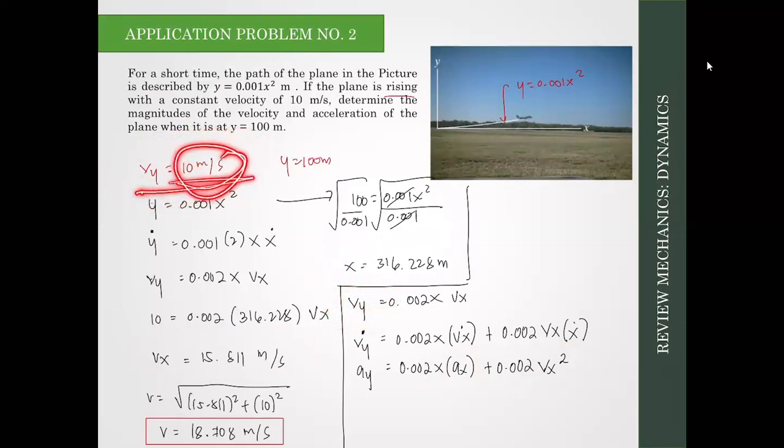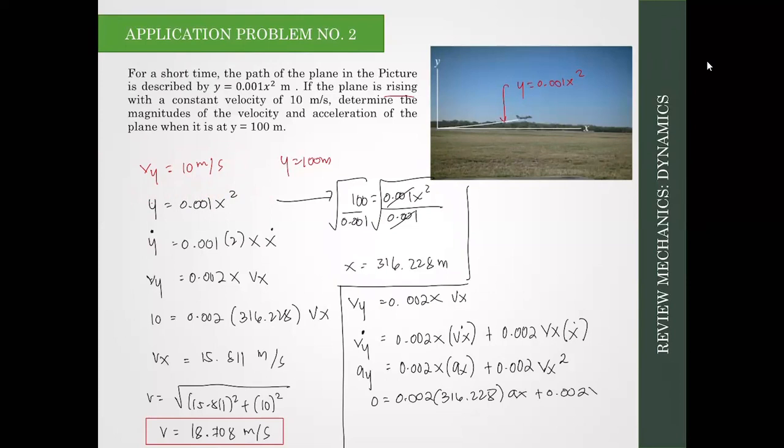Pag dinerive natin si vy, that will be our acceleration in y. Pero derivative ng constant ay equals sa 0. So this will be 0. So equals to 0.002. X natin is 316.228. AX plus 0.002. VX natin is yung unknown natin.